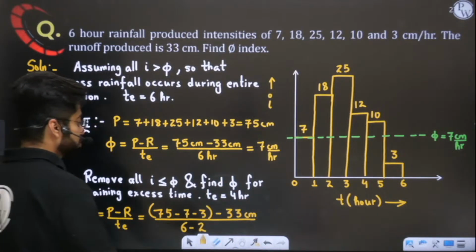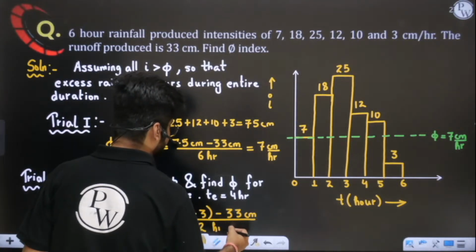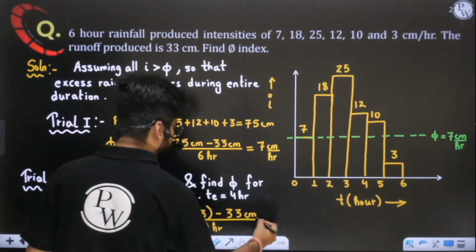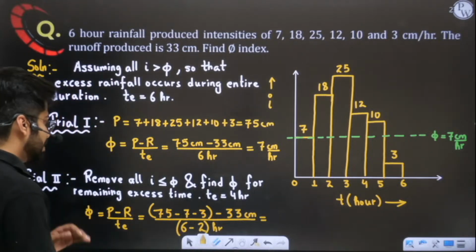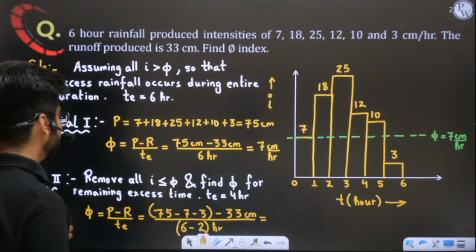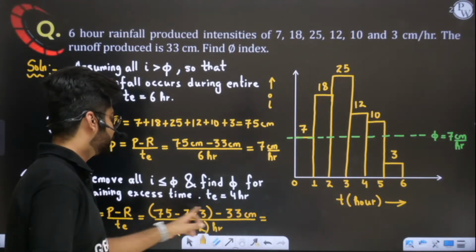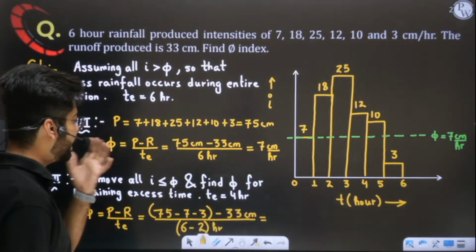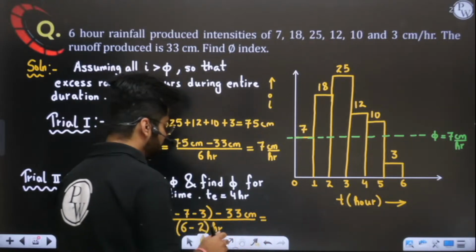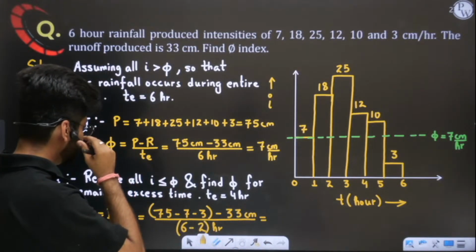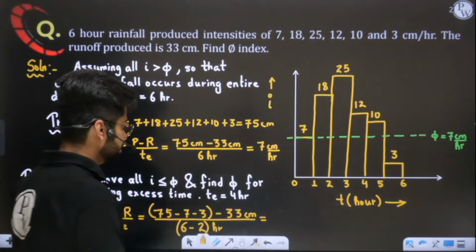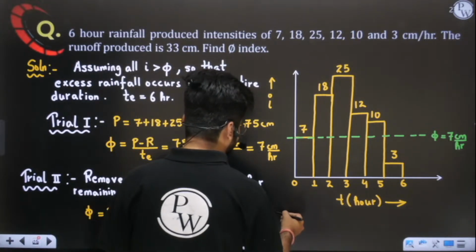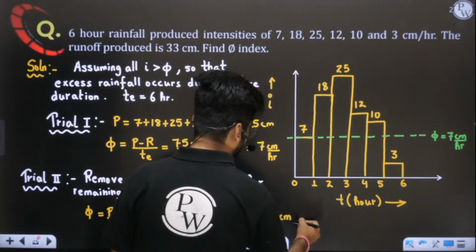Okay, so what will you get here? When I solve this, tell me how much we are getting. This is 32 upon 4. 32 upon 4 will be 8. Let me check again. Yes, 65 minus 33, 32 upon 4 is 8 centimeter per hour. I hope you are also getting 8 centimeter per hour.